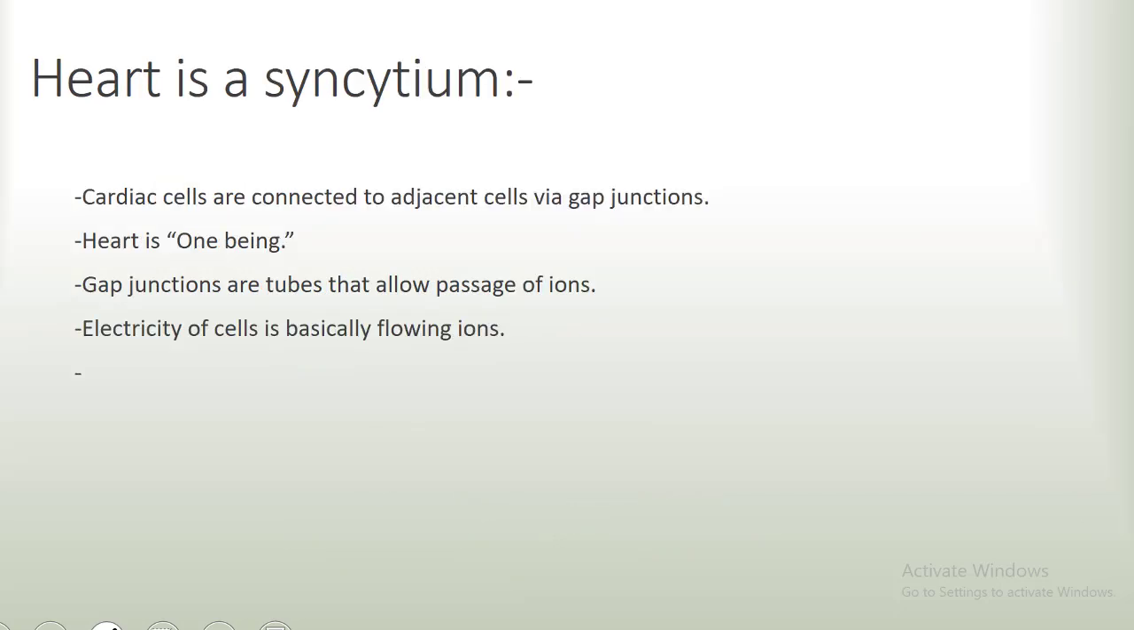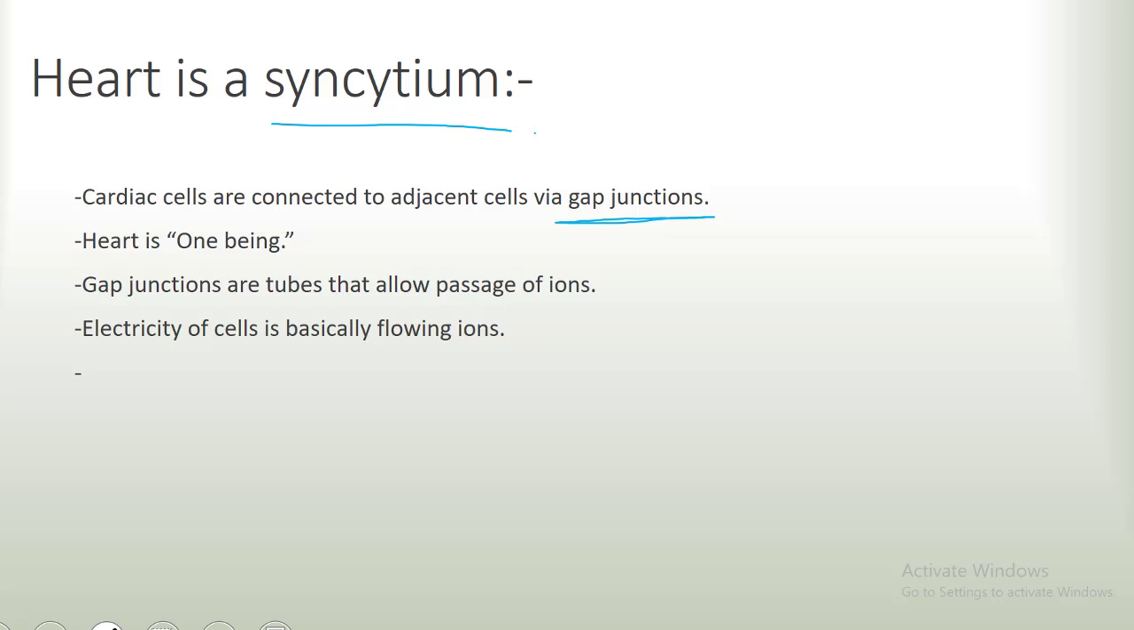A very important concept that you have to be familiar with in order to understand arrhythmias is that the heart is a syncytium. That means the heart is just one being. Now this connection is achieved via gap junctions. Gap junctions are basically just tubes or pipes that connect one cell to another. It connects all the adjacent and neighboring cells to one another, and what they do is allow the passage of ions from one cell to the adjacent cells.